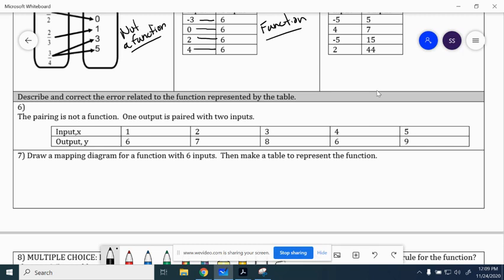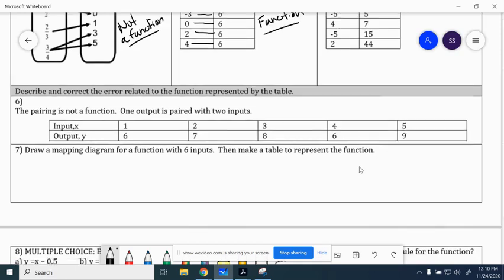Again, that is not a problem. What would be a problem is if later on in our table we had 1 going to a different number than 6. If we see that 1 goes to 6, 1 can only go to 6. 1 cannot go to 8. So this would break the function. Having multiple inputs go to the same output, that is not a problem. Okay, so that was their error.